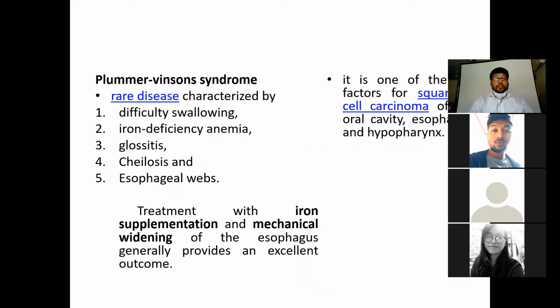So next we have the Plummer-Vinson syndrome, which is a rare disease characterized by difficulty in swallowing, iron deficiency anemia, glossitis, cheilosis, and esophageal web. So this is also one of the factors which causes squamous cell carcinoma, not only in the esophagus but in the oral cavity as well as the hypopharynx. So the treatment here is iron supplementation and mechanical widening of the esophagus.